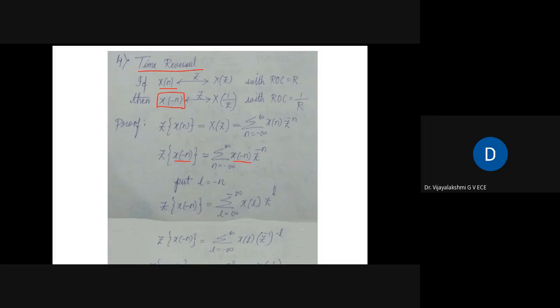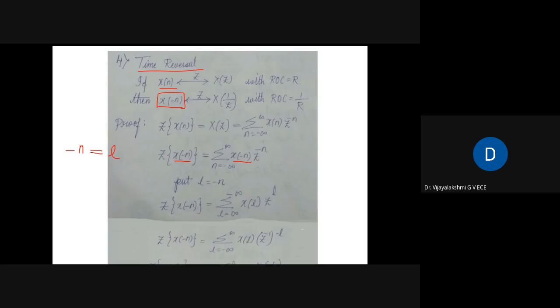Now, for simplification, we'll make one small change. We'll substitute minus n equal to L, same as in the previous problem. Even here the index will change. Now I have taken minus n equal to L. Earlier the index was n, now the index changes to L. So you can observe the change.